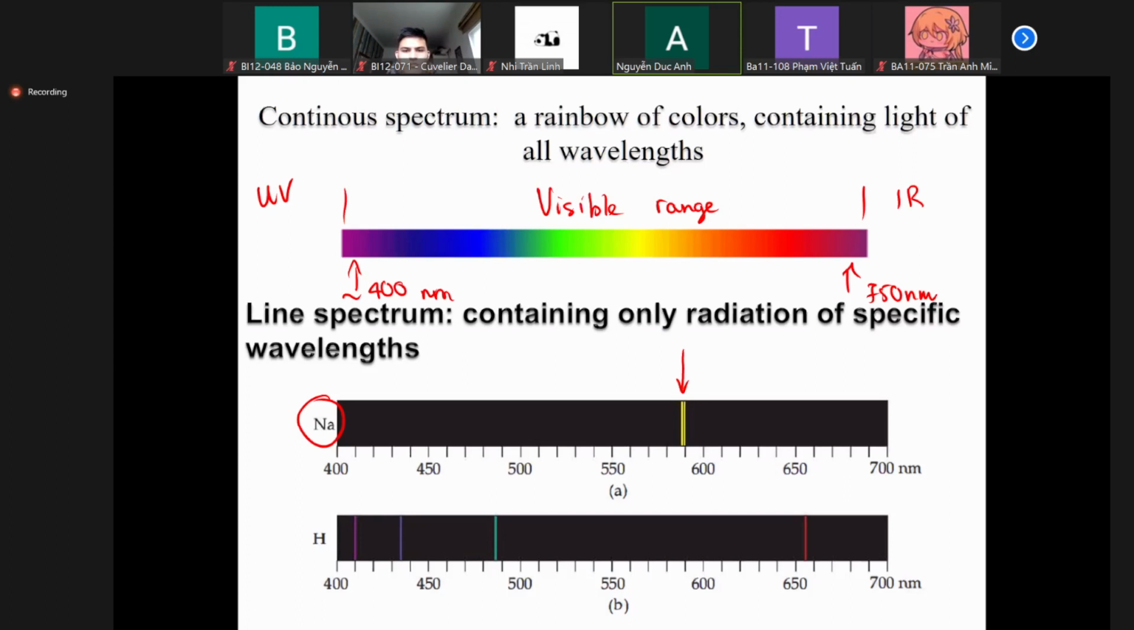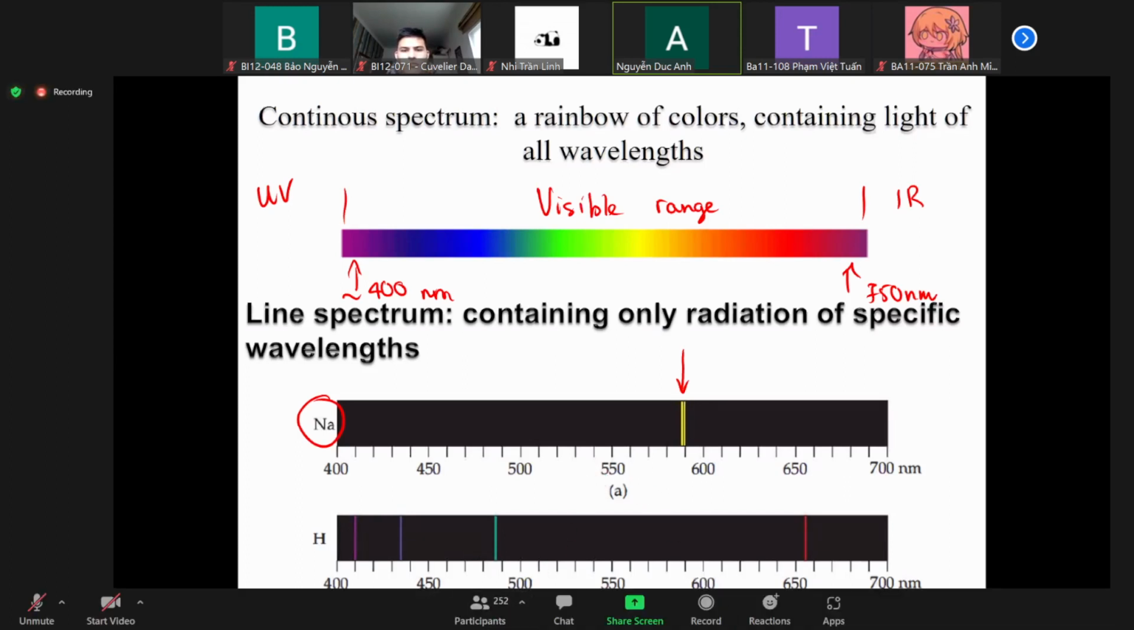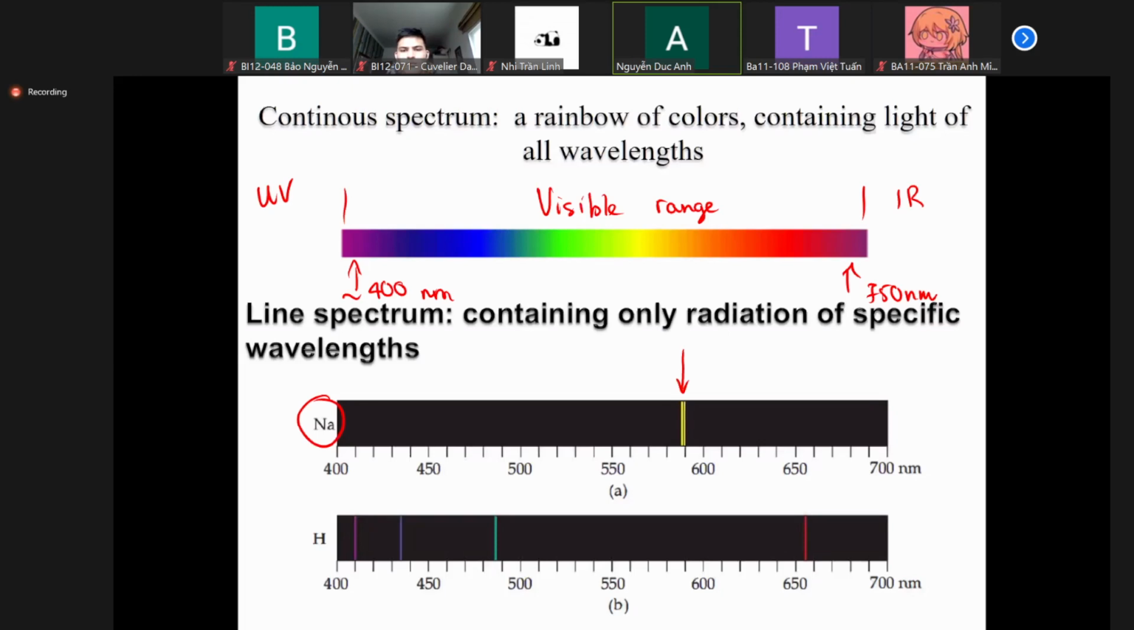You can do an experiment at home. You can take common salt and use a gas lighter, and burn it, and you will see the color of the flame becomes yellow.